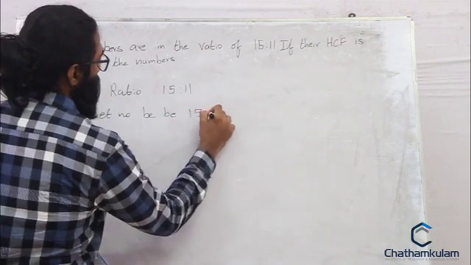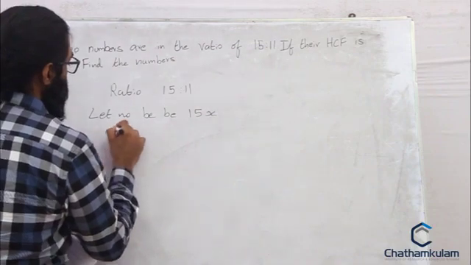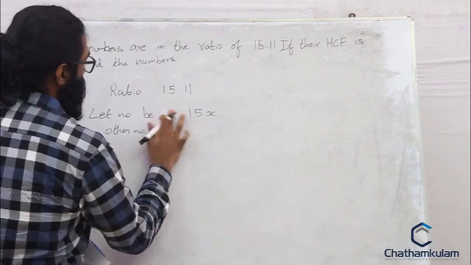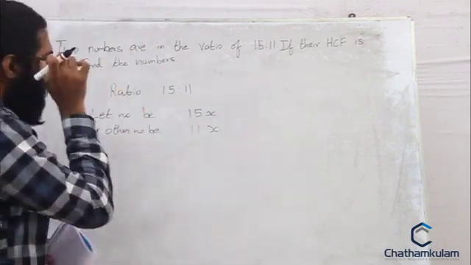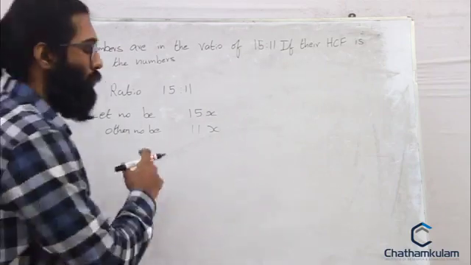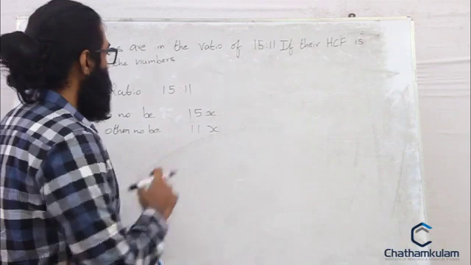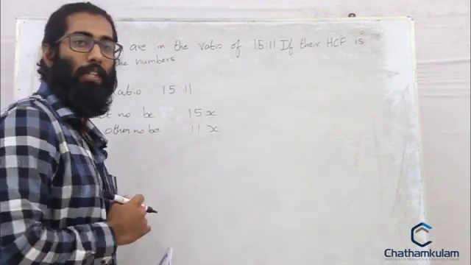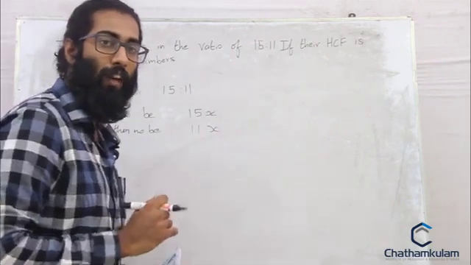15x and the other number be 11x. Right, so let these two be the numbers. So if the HCF is 13, since the HCF is given as 13, x can be taken as 13. What is HCF? HCF is highest common factor.